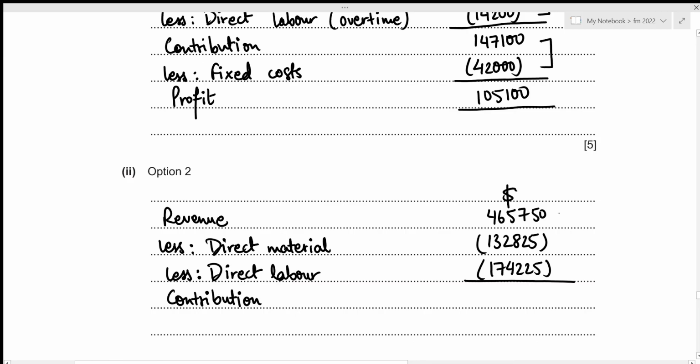And that's the sum of these three values. So that's 465,750 minus 132,825 minus 174,225, which results in our contribution under option 2 to have the value of 158,700. Then we need to subtract the fixed costs. And we figured it out above.